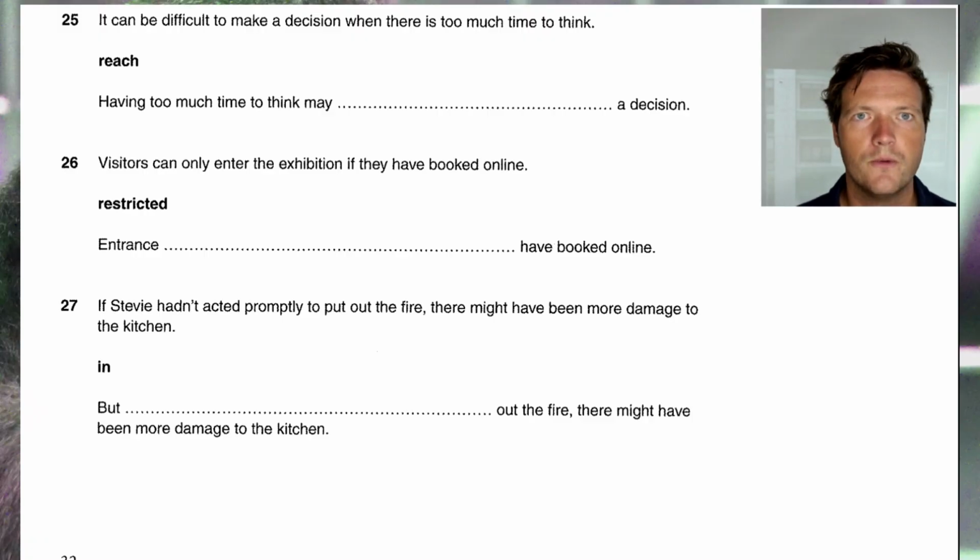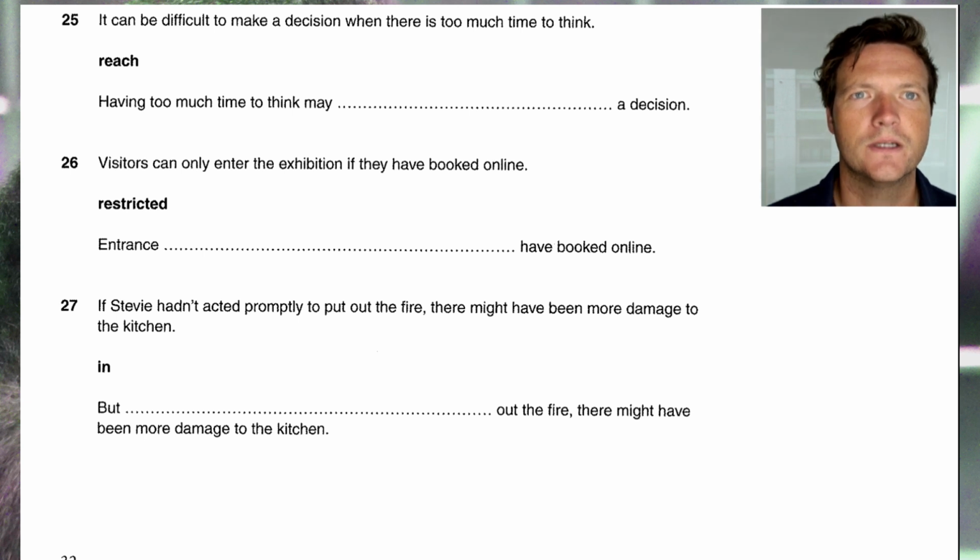Okay, let's get into the keyword transformations. Let's go. Okay, so here we are. We have 6 in total. These are the first 3 that we can see here. So let's have a look at number 25, the first one here.